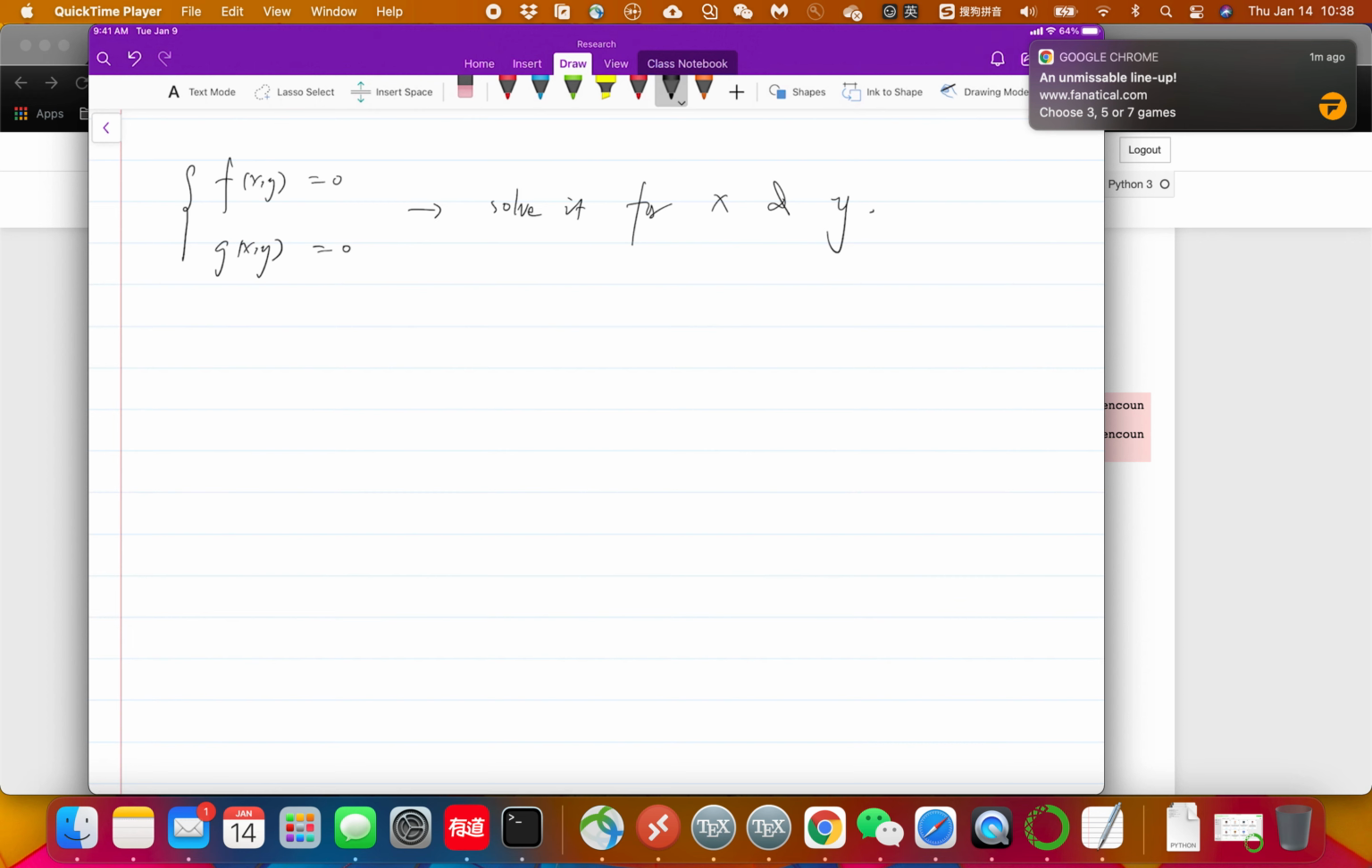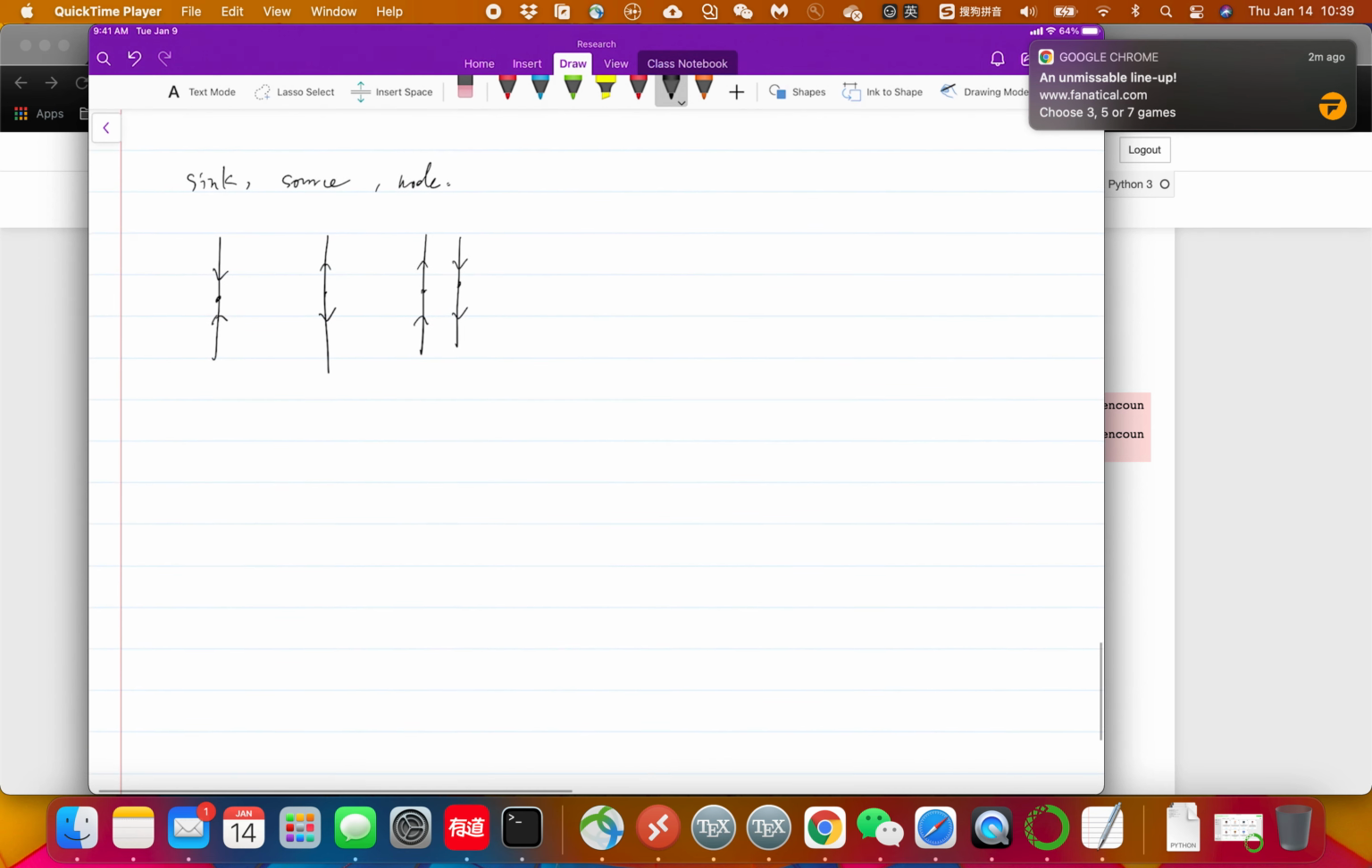Once you have equilibriums, what's going to happen? You are still going to be worried about sink, source, and node. Well, in one dimension, what do you have for sink? That's going to be this. Source is going to be this. Node is something like that or something like that. So it's pretty easy to see.